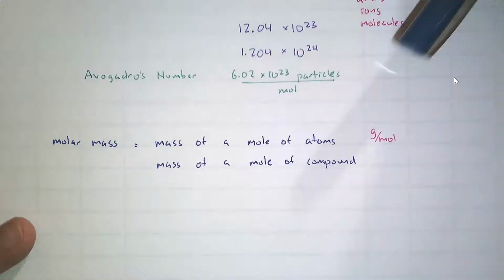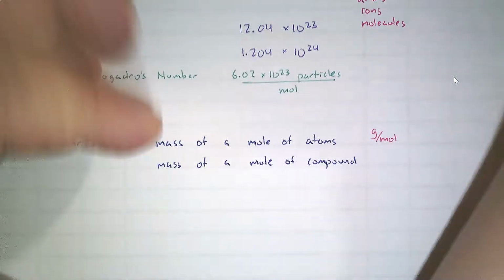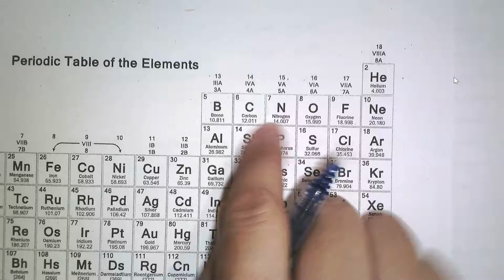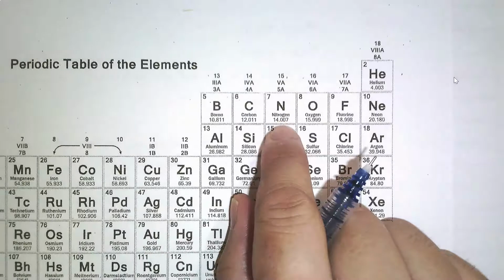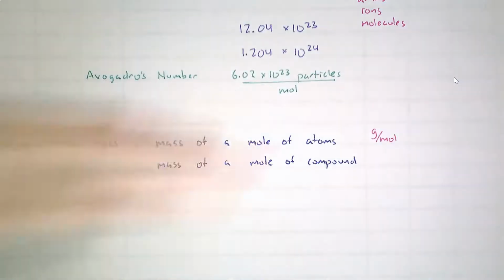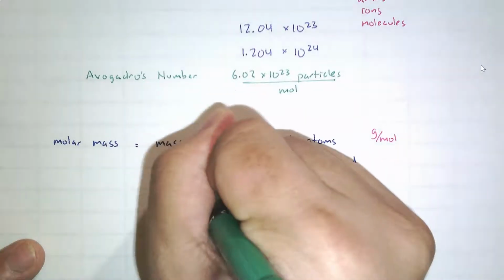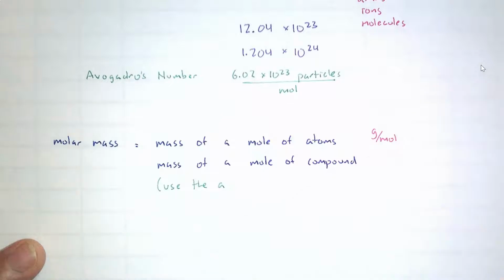The way we're going to use the periodic table is we are going to use those numbers under each symbol, each element, and we know that as the average atomic mass. So we are going to use the average atomic mass of the elements.